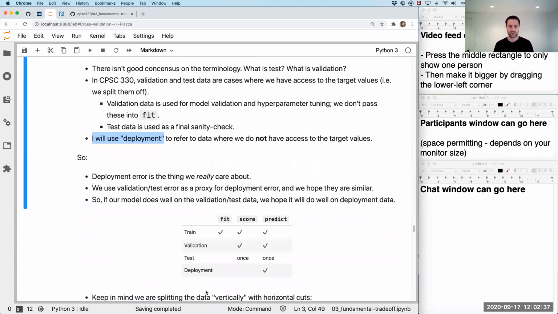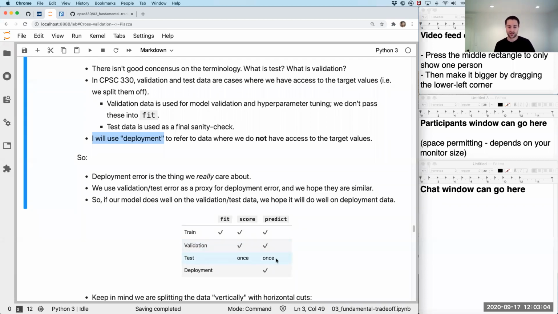Okay, so I made this sort of table for you to keep track of these different data sets. So the trained data, you can do whatever you want with it. The validation data is not being passed into fit. You can compute score on it, which you're going to do if you're testing out different hyperparameter values. And that means you can use predict, because remember, score actually calls predict. Score just makes a prediction and then checks if it's right or wrong. So those are basically the same.